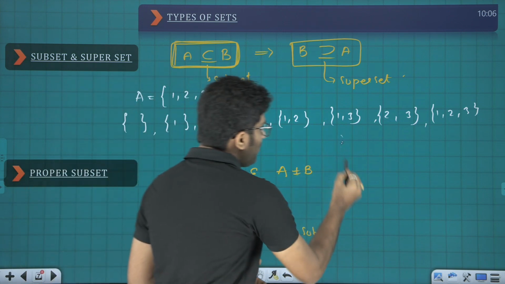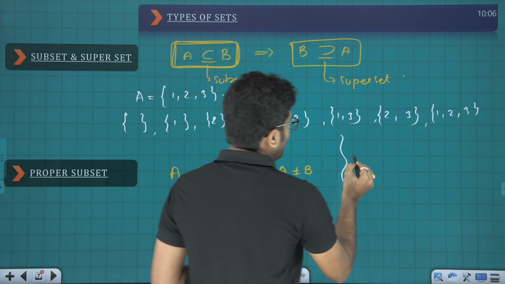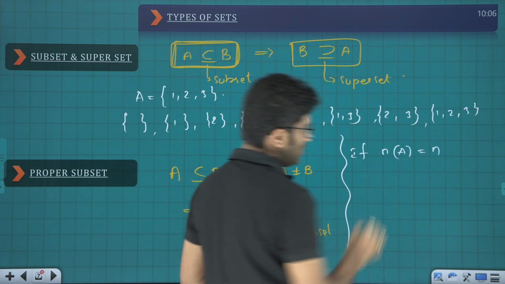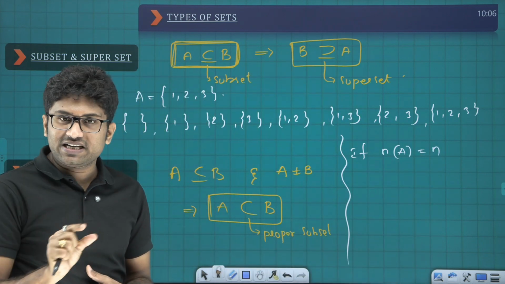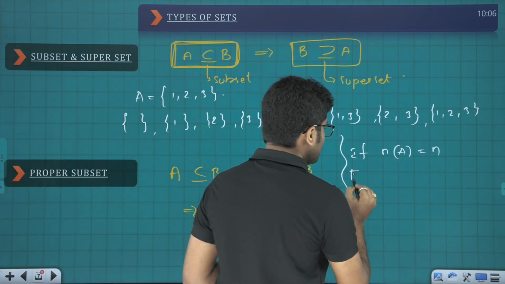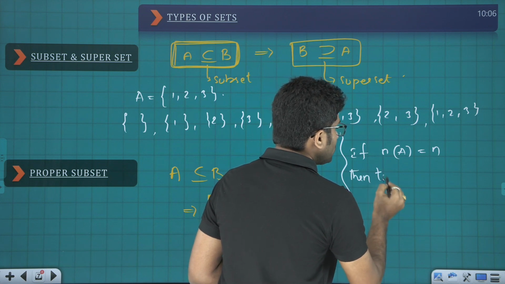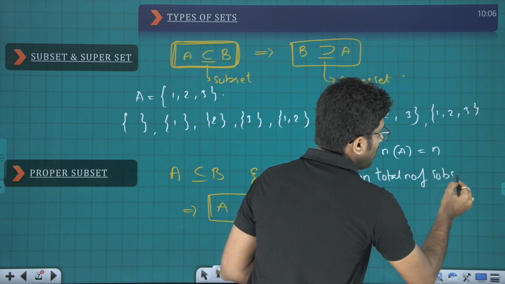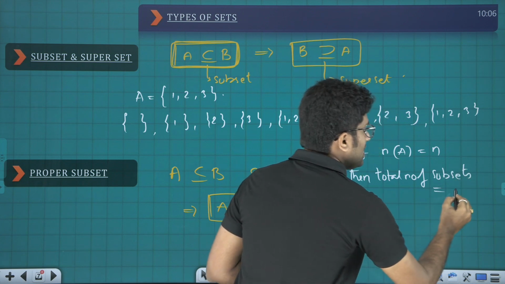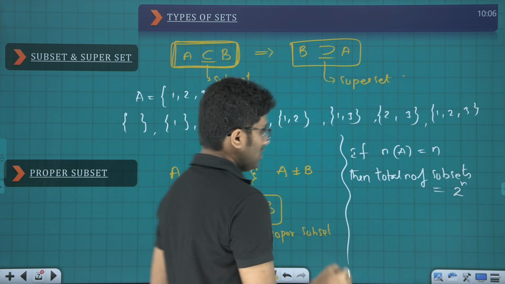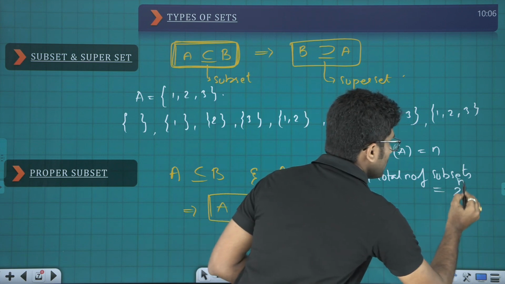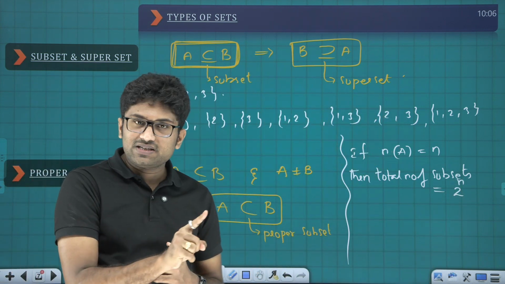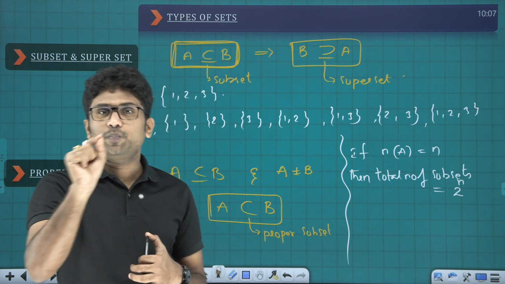So we have a formula: if the number of elements in A is n, if there are n elements in set A, then the total number of subsets is 2 power n, friends. If a set consists of n elements, then it has 2 power n subsets.